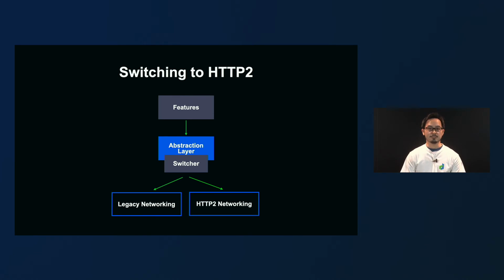When we have our HTTP2 networking ready, we would like to switch to it behind the abstraction layer. But since it is not battle tested, issues are expected to happen. So we have a server-controlled flag in the switcher, which allows us to switch the networking on the fly. Whenever an issue is identified, we can switch back to legacy networking immediately and switch HTTP2 back on again after we have fixed the issue.